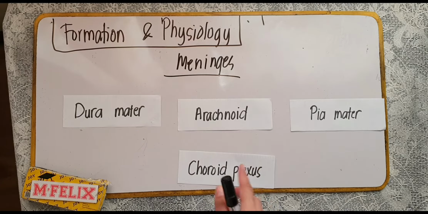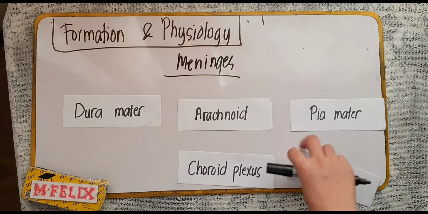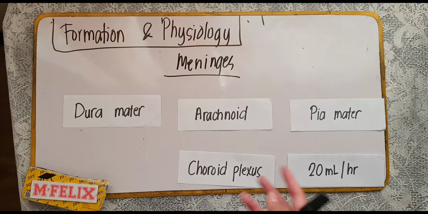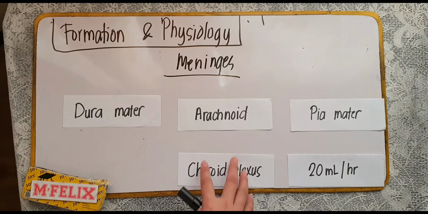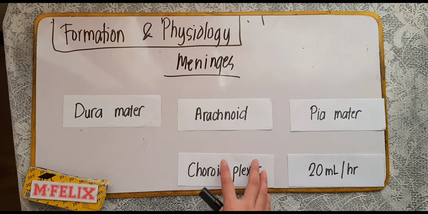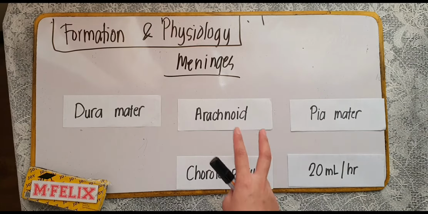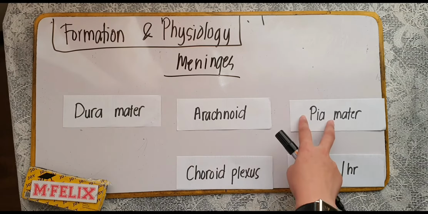In adults, approximately 20 ml of fluid is produced per hour. Again, among the adults, approximately 20 ml of fluid is produced every hour. Now, this fluid, our CSF, flows through what we call the subarachnoid spaces located between the arachnoid and the pia mater.